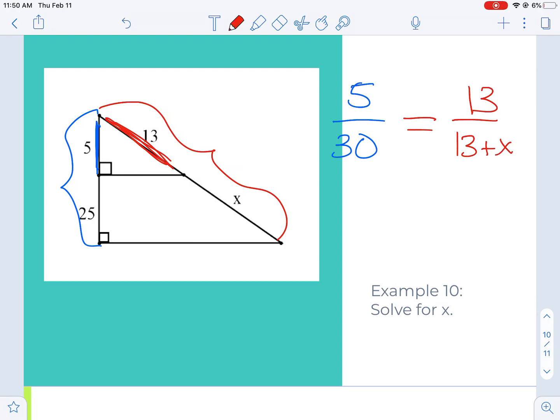So 13 times 30 is 390. 13 times 5 is 65 plus 5x. 390 minus 65, 325 equals 5x. Divide by 5 then. And x must be 65.